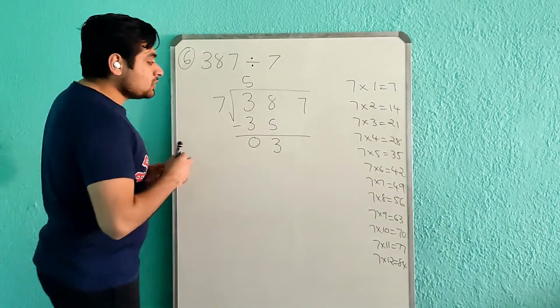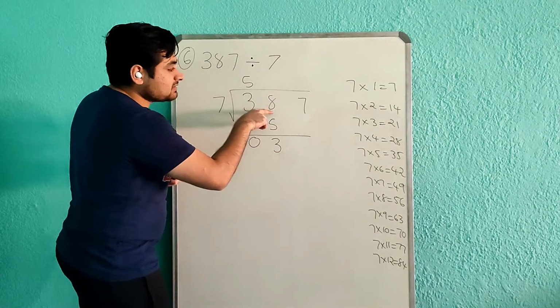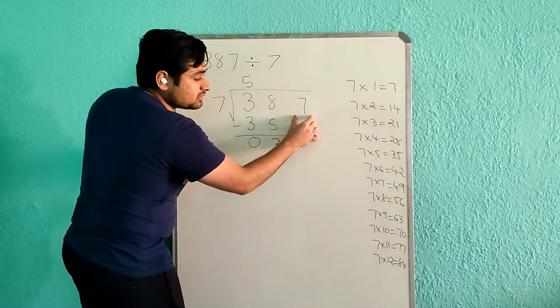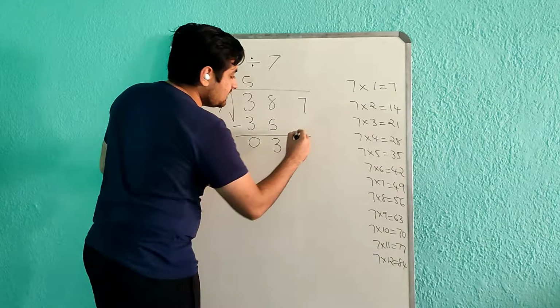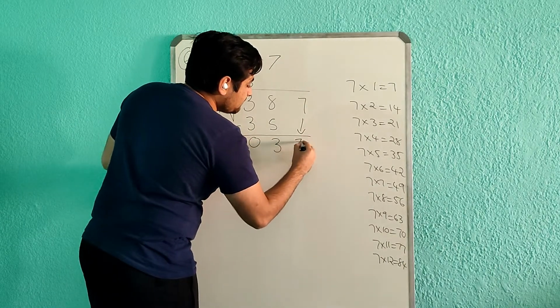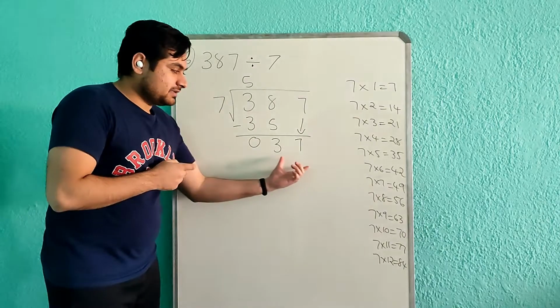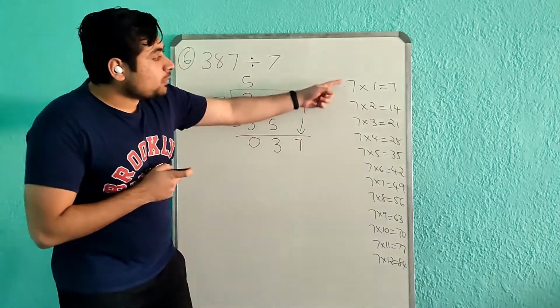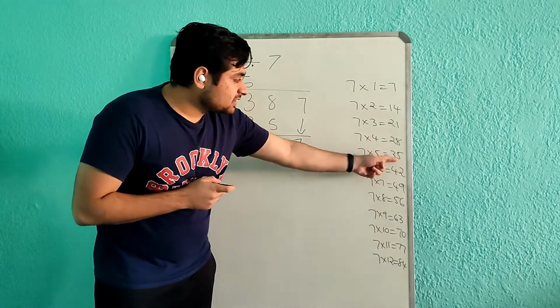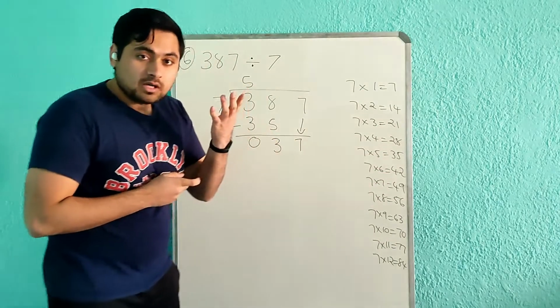So now what do we do? Is there a number next? We can see we have used 3 and 8, but we haven't used 7. So it's time to bring 7 down now. So we come and put 7 here, right? So what is our question again? Does 37 come in the table of 7? We can see, no, there comes 35, 42, but there is no 37.